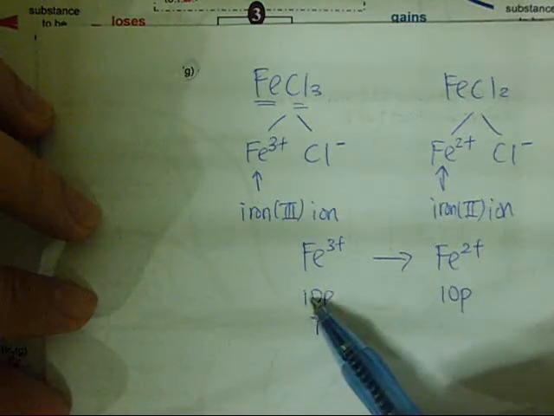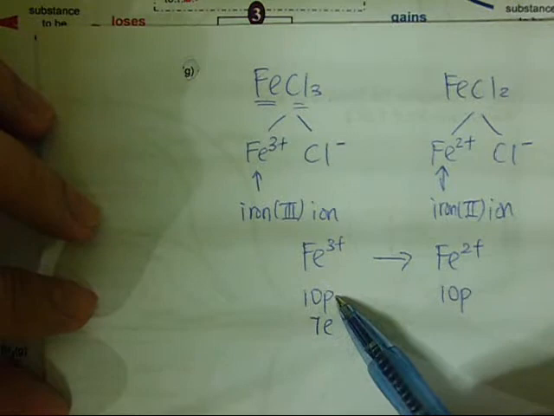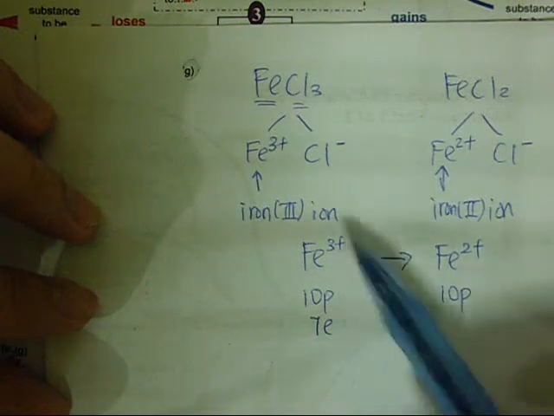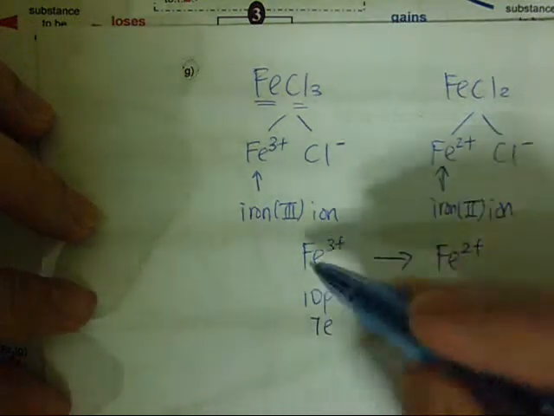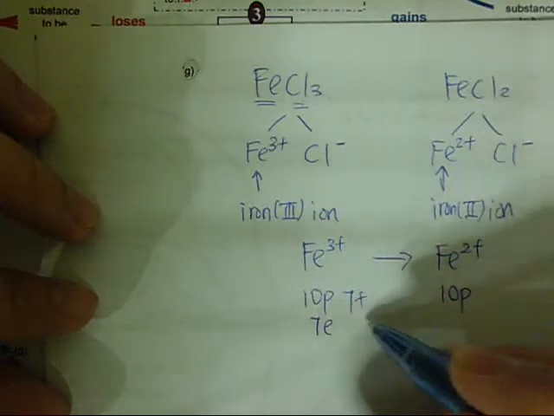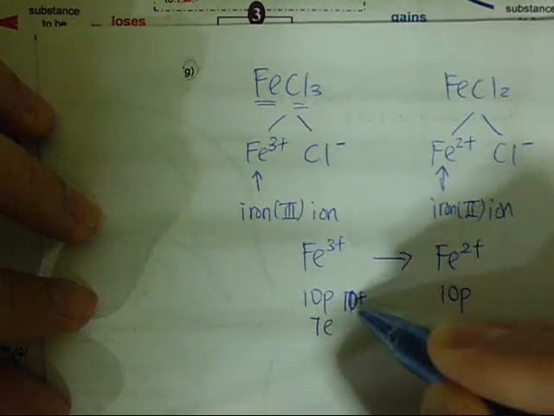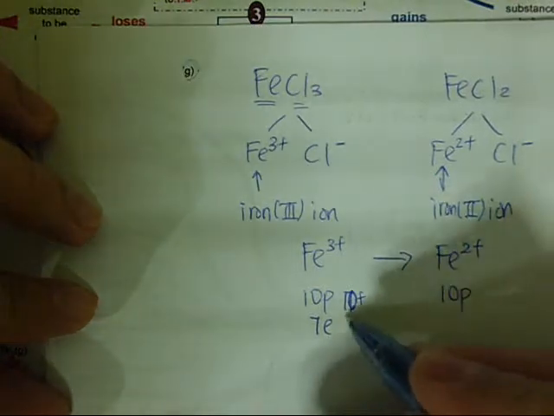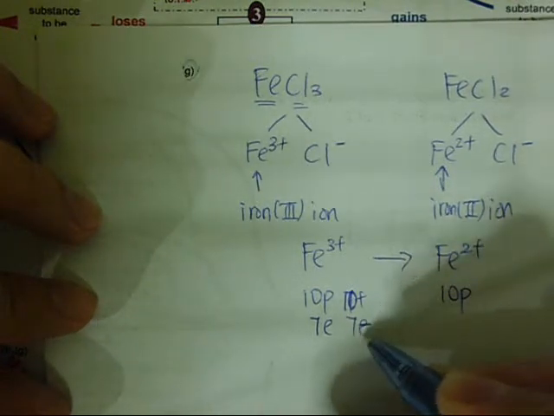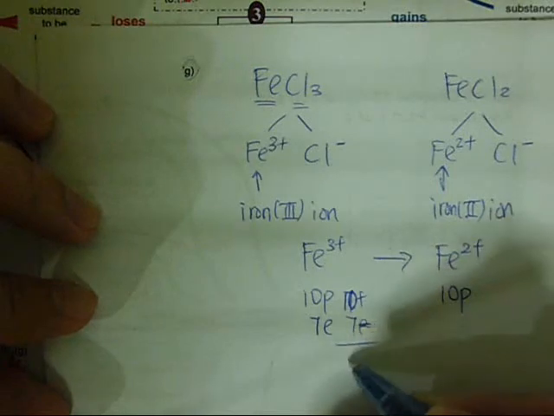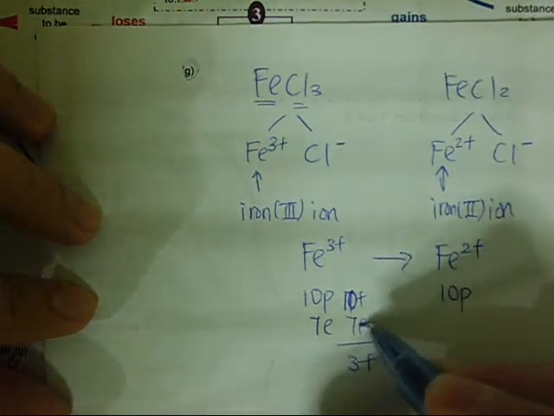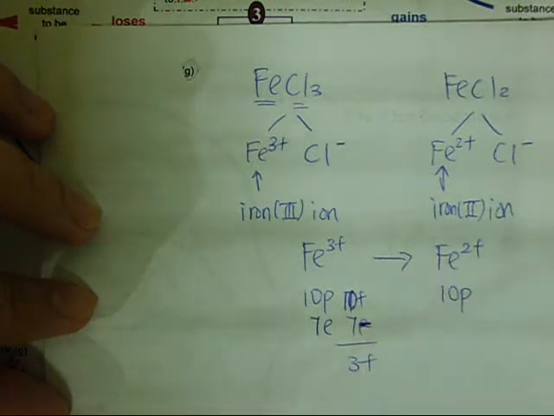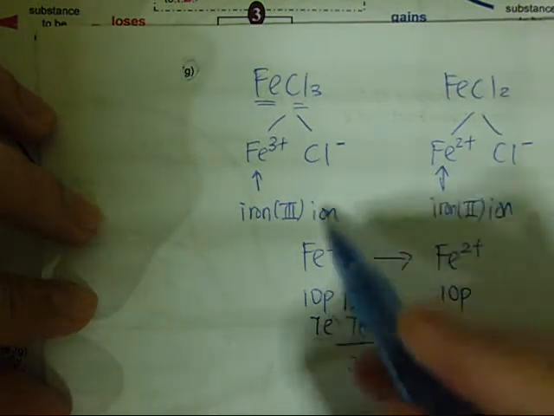Because proton is positively charged, 10 protons means 10+. But over here the net charge is 3+, so there must be 7 negative charges. 10 plus, and then there must be 7 negative charge, because 10 plus 7 minus, you get 3+. So there must be 7 electrons here.